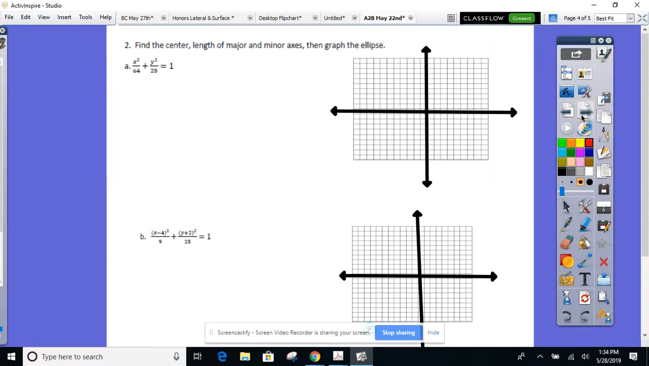Let's go to 2 now. Now we're going to start graphing these bad boys. Find the center, length. Okay, so let's just do the center first. What's the center? There's nothing there, right? Except x squared and y squared. So the center will be the origin. So everyone go ahead, set up an xy axis for me right now and graph the origin, the center.